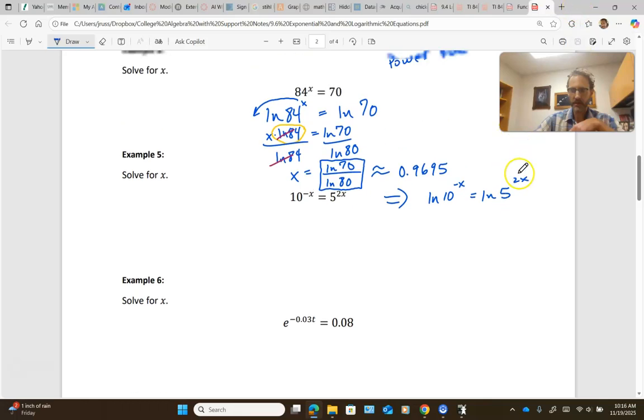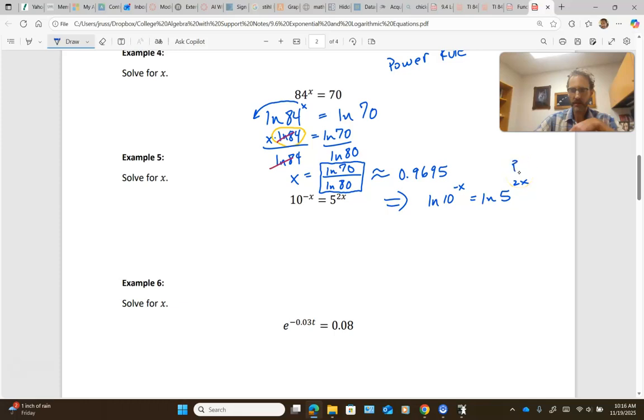Okay, now again we're going to use the power rule, and it just basically says that we can move those powers out in front. Okay, so the negative x and the 2x. So this will become negative x times, you can even put an explicit multiplication symbol there to help you remember, the natural log of 10, and this will be equal to 2x times the natural log of 5.